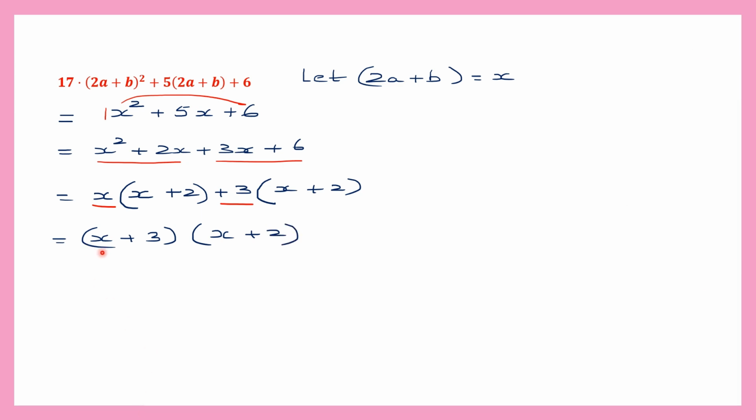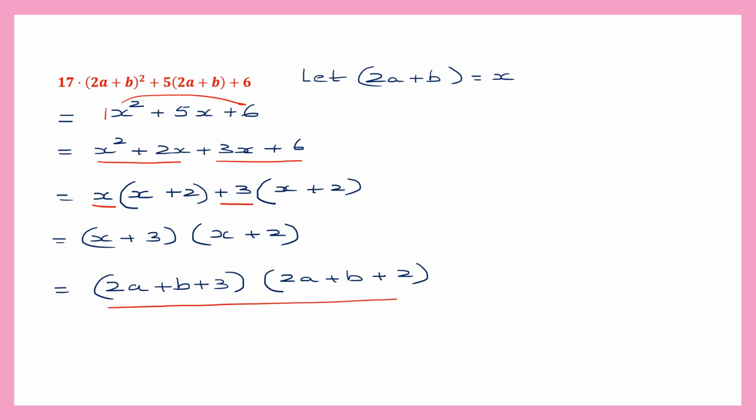Now this is not our final answer because we have to get back to the question. Now here in the place of x we are going to write 2a plus b because that is what we said in the beginning. Let 2a plus b be equal to x. So wherever we have x we are now going to write 2a plus b. So here it's going to be, instead of x, 2a plus b, and the rest is plus 3. And in the other bracket also in the place of x we are going to write 2a plus b and then the next term is plus 2. Now this is our final answer.